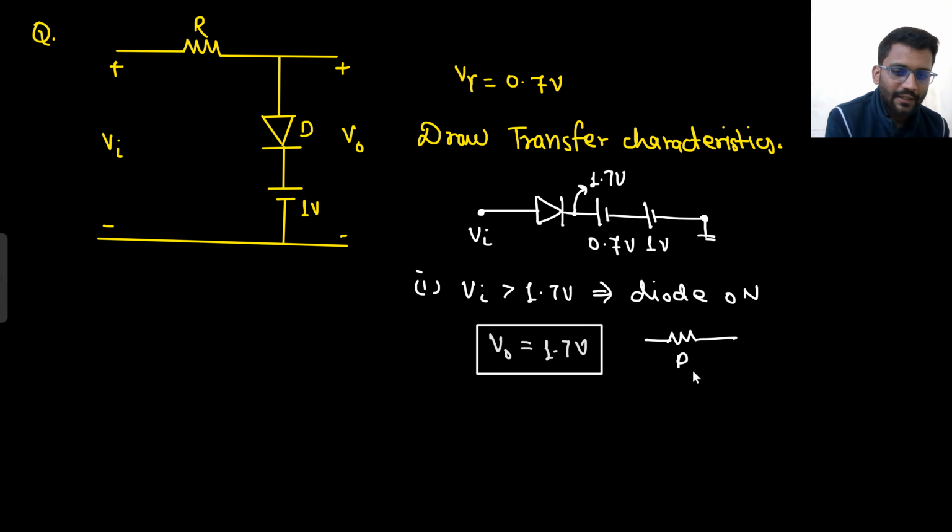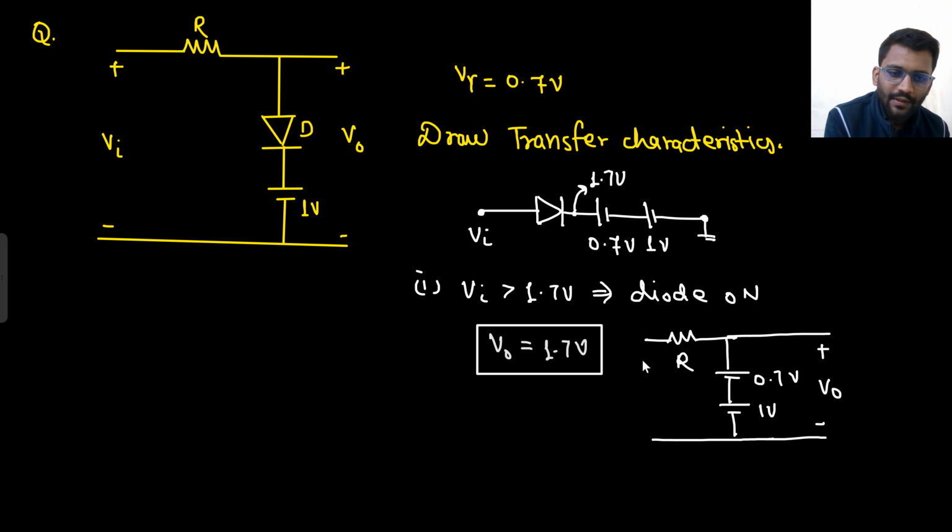So this is the resistance R. The diode will be on. That means it will be 0.7 volt, and the 1 volt battery is already there. So this is 0.7 volt, this is 1 volt, this is V0 and this is V in. V0 is 1.7 volt.